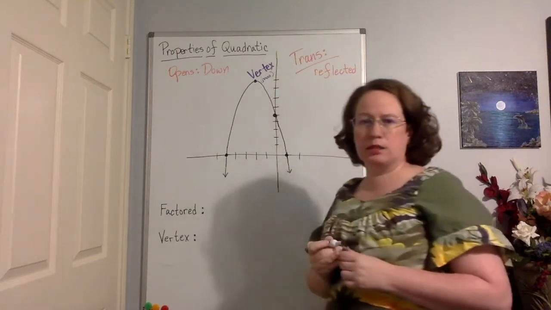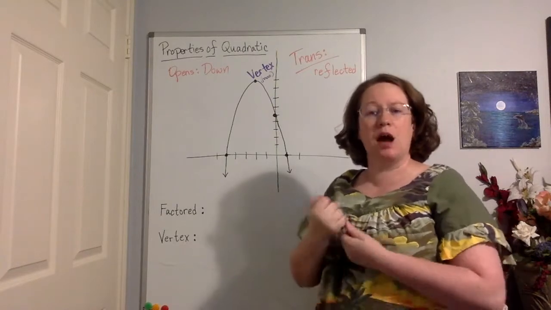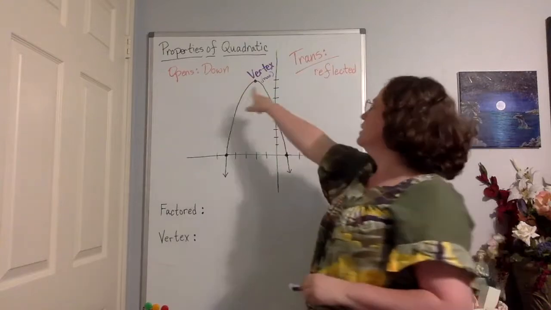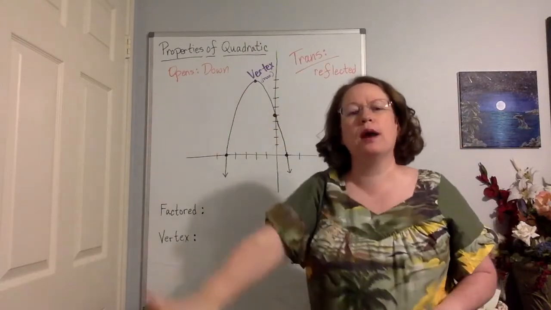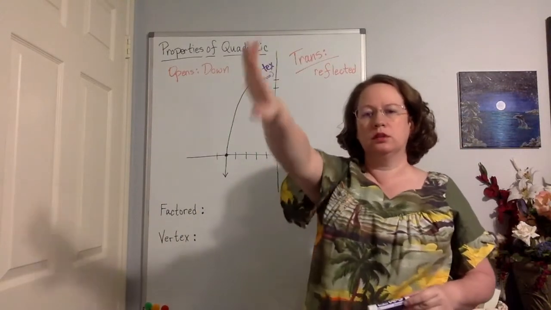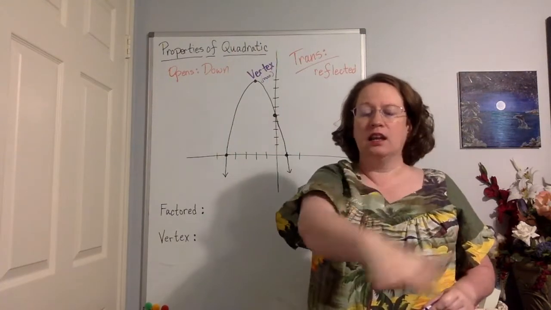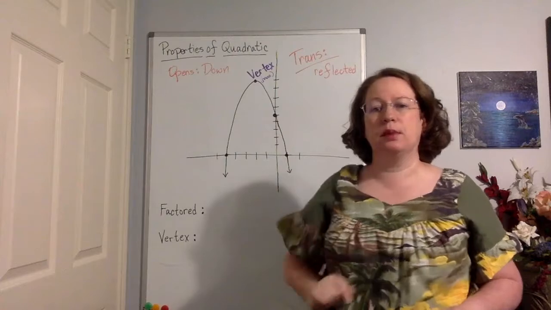How do we know it's a maximum? Yeah, it's at the top of the hill. So it's the highest point. It's at the very tippy top of the hill. Then it's a maximum. So if my parabola opened up, it would be at the very bottom of a valley. And at the very bottom, that's my minimum.